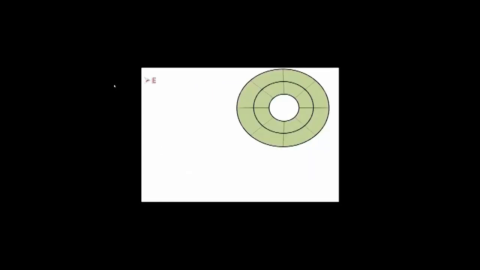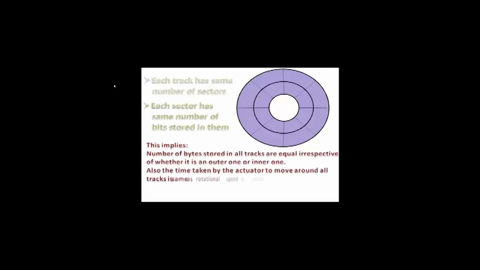Each track has the same number of sectors and each sector has the same number of bytes stored in it. This implies that the number of bytes stored in all tracks are equal irrespective of whether it is an outer one or the inner one. Also, the time taken by the actuator to move around all tracks is the same as the rotational speed is constant. Thus, data is extracted at the same rate in all tracks. Also, a lot of space is wasted in the outer tracks as they have a lower bit density as compared to the inner ones.